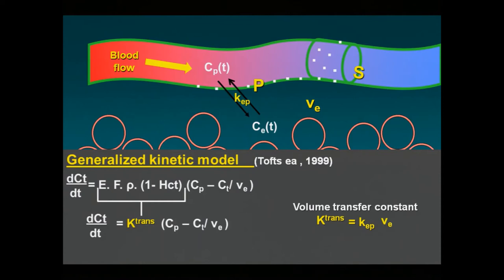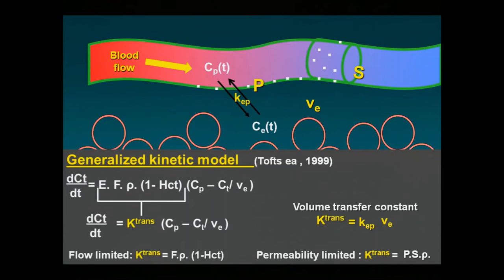For this situation, you can also derive limiting situations: a flow-limited one, in which Ktrans is more or less proportional to the flow, and a permeability-limited situation in which Ktrans is proportional to the permeable surface area. So that's what you want. You want to know these numbers, and that's why you are looking for these limiting situations to derive the values for these parameters.